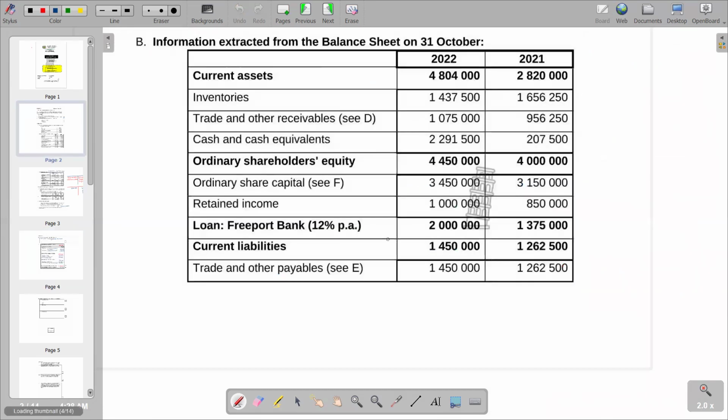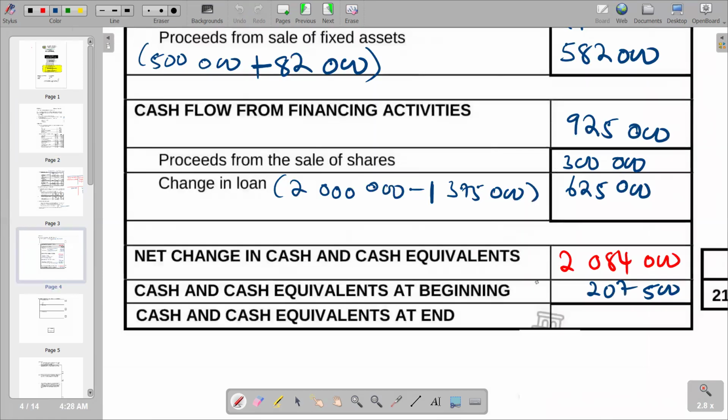It is an asset, so it should be positive. So at the end, we are just going to add the 2,084,000 net change in cash and cash equivalents to the cash and cash equivalents at the beginning. Then you get the cash and cash equivalents at the end. You add 2 million, and you get the final balance, which is supposed to be 2,291,500. So basically, this is what we have according to the preparation of the cash flow statement.